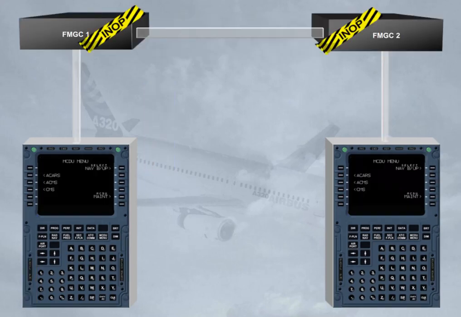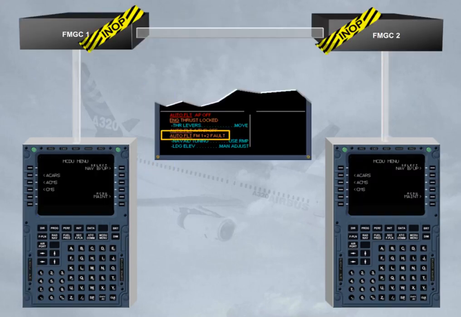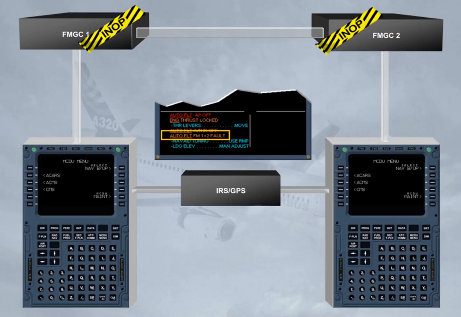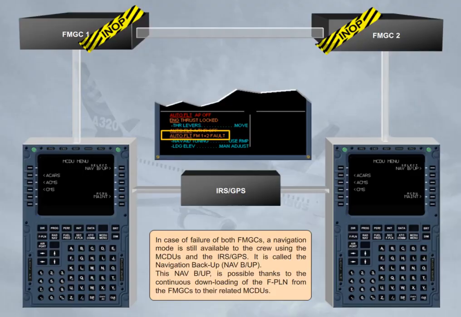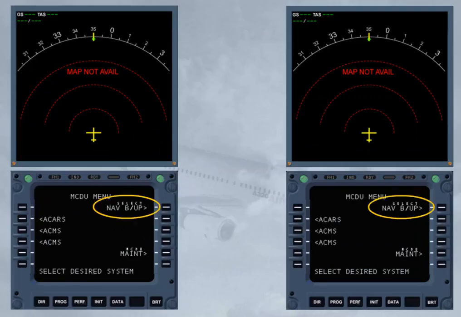In case of failure of both FMGCs, a navigation mode is still available to the crew using the MCDUs and the IRS plus GPS. It is called the Navigation Backup, or NAV Backup. This NAV Backup is possible thanks to the continuous downloading of the flight plan from the FMGCs to their related MCDUs. The selection of the NAV Backup prompt on the MCDU menu pages activates the mode.